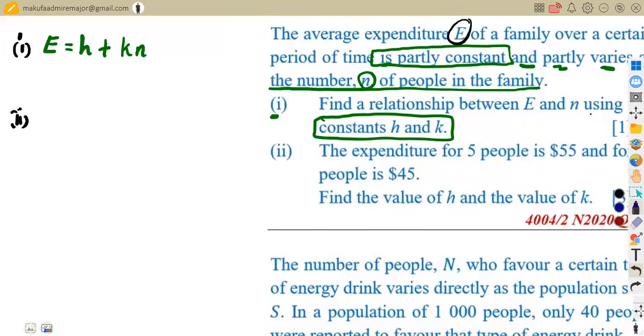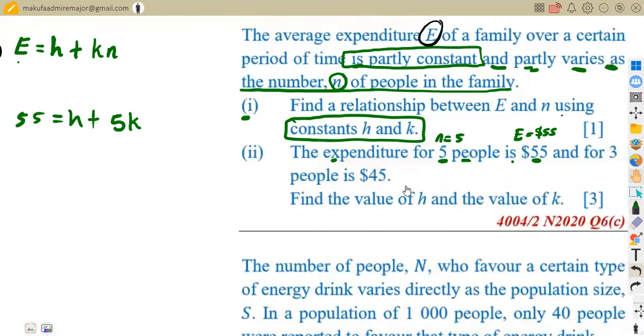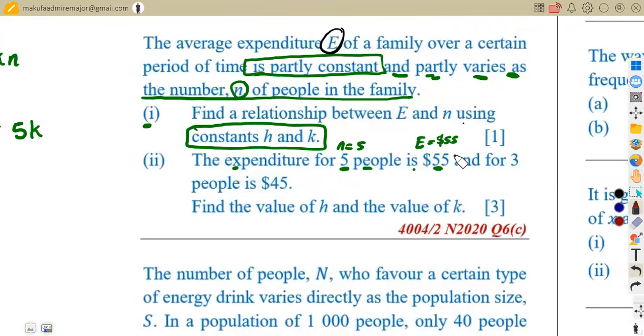Let's take the first statement. The expenditure for 5 people: this 5 is the number of people, so we are given N is equal to 5, and the expenditure is $55. So E is 55. We have 55 is equal to H plus N, the number of people, which is 5, so it's going to be 5K. You substitute these values.